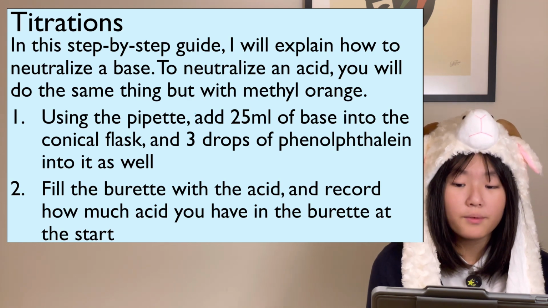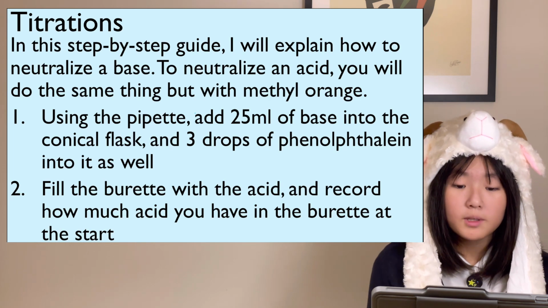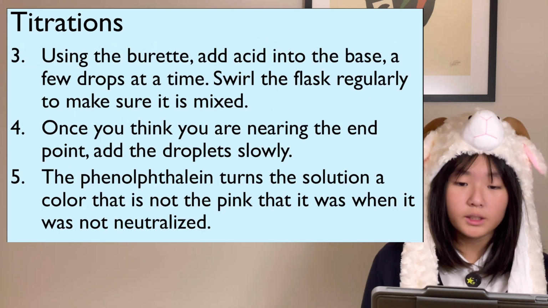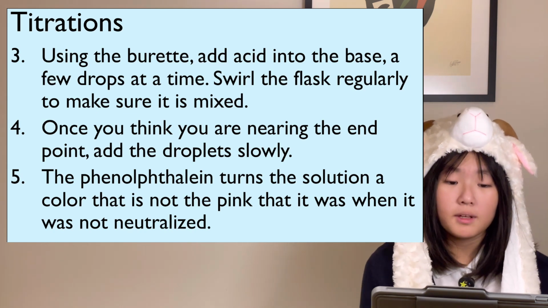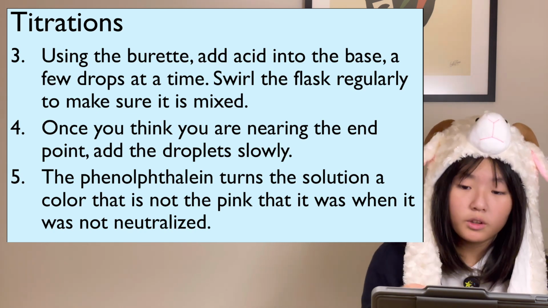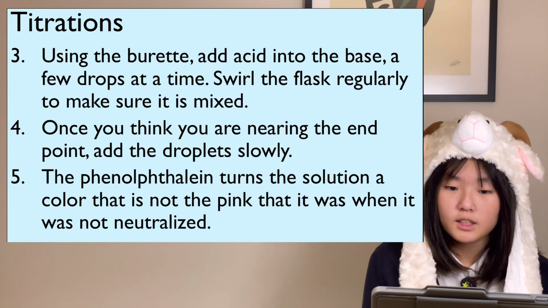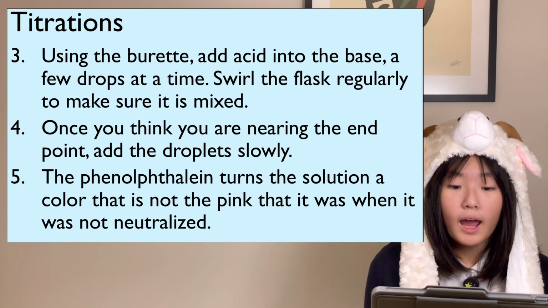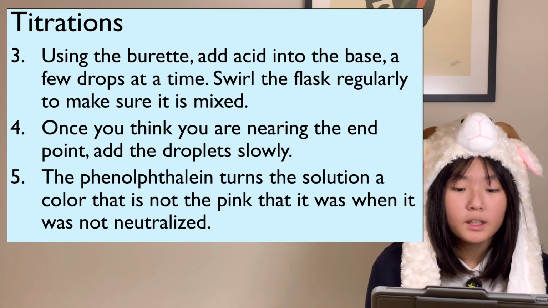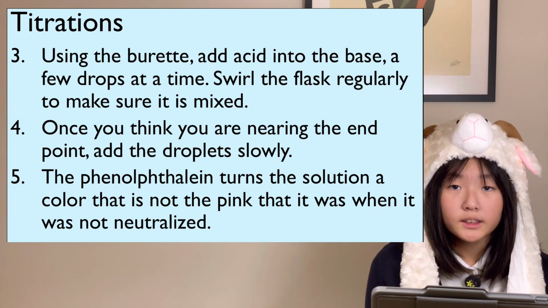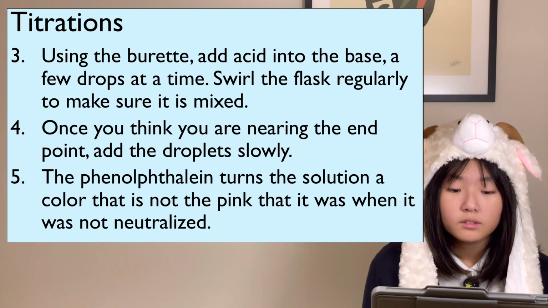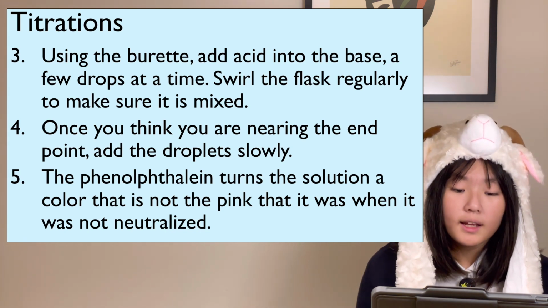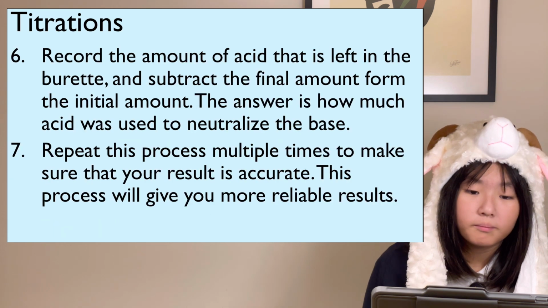Next, fill the burette with the acid and record how much acid you have in the burette at the start. Then, using the burette, add acid into the base, a few drops at a time. Swirl the flask regularly to make sure it is mixed. Then, once you think you are nearing the endpoint, add the droplets more slowly and swirl the flask even more regularly. The phenolphthalein turns the solution a clear color when it turns neutralized.